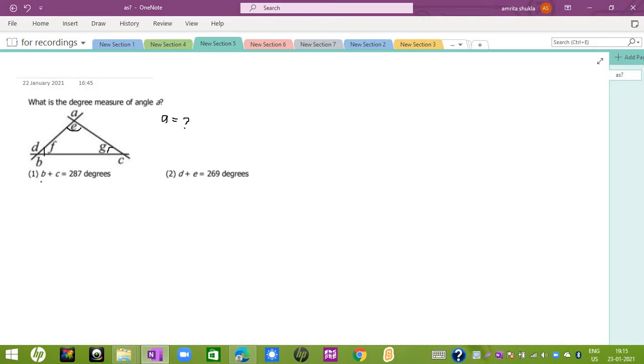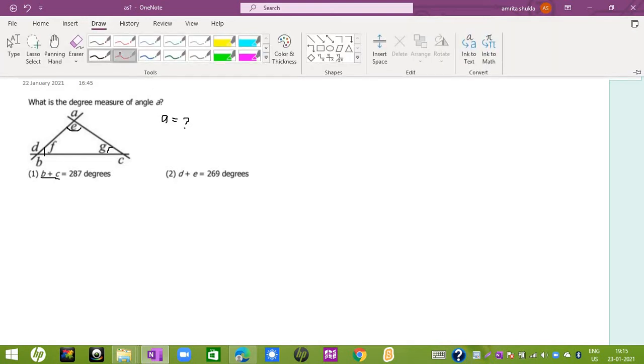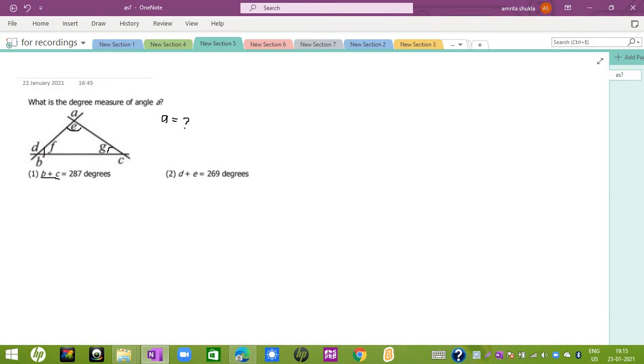So if you look at statement 1, it says B plus C, the sum of angle B and C, is 287 degrees. So what is your angle B here and what is your angle C? Your angle B is this angle and your angle C is this angle. So how would it help us? I mean, B plus C is 287 degrees, so what? How is it going to help us?